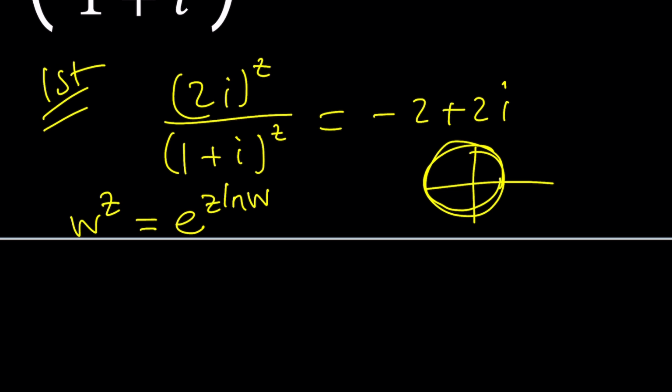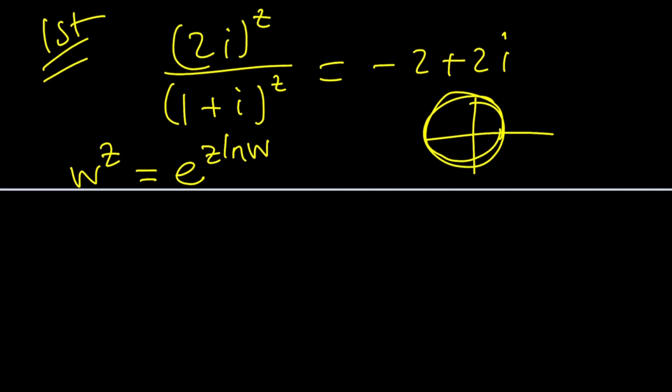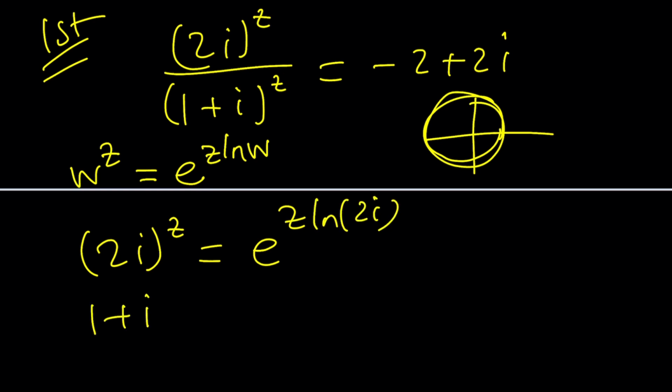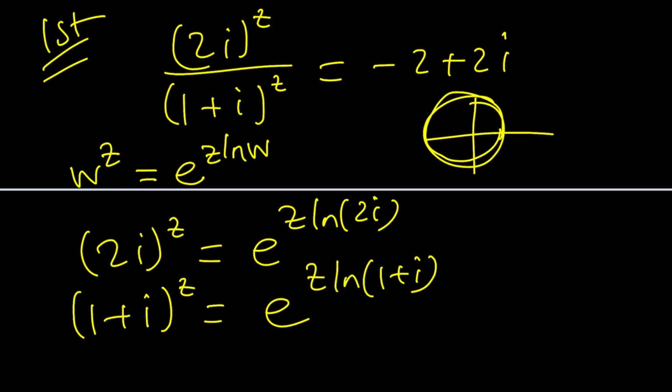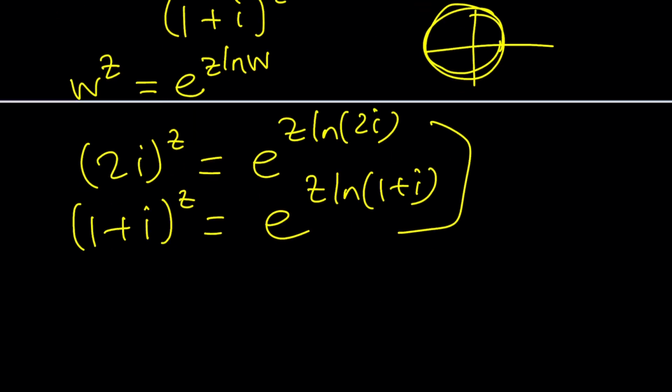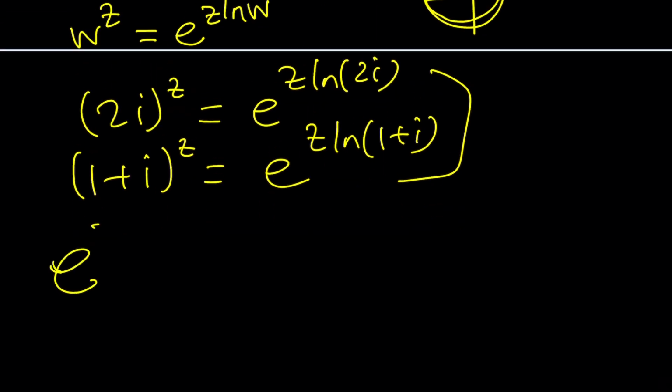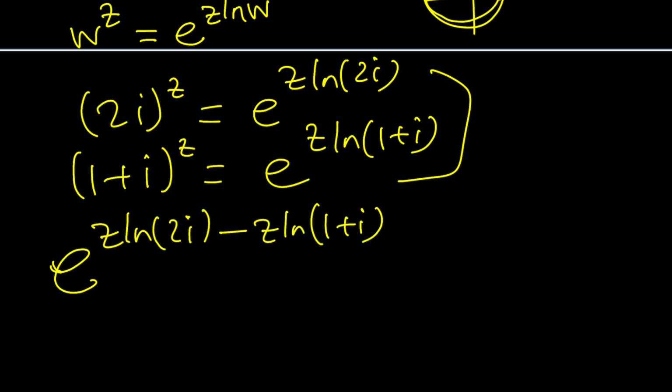All right? So here's what we're going to do then. Take that equation. First, 2i to the power z, we're going to write it as e to the power z ln 2i. And 1 plus i to the power z, we're going to write it as e to the power z times ln 1 plus i. And then we have to find the logarithms, right? But first, let's divide these things. When we do, it's going to be e to the power z ln 2i minus z ln 1 plus i, because when we divide, they have the same base. We are supposed to subtract the exponents, right? Exponentiation rules. That equals this.